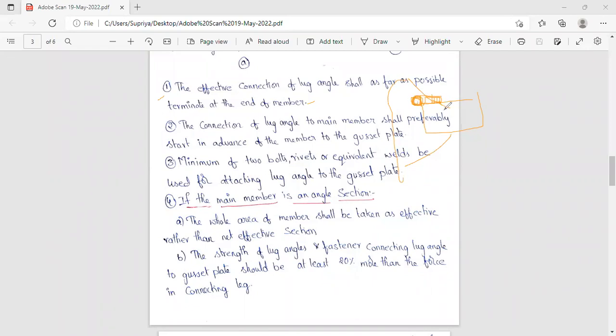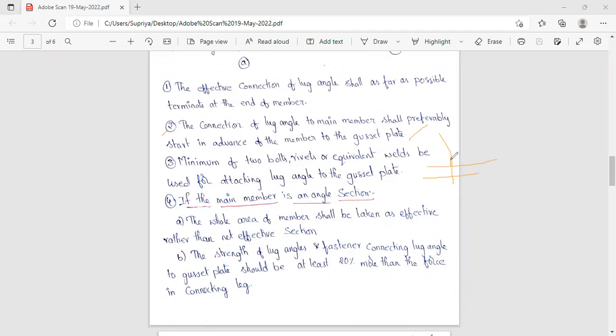Okay, and the second point is that the connection of the lug angle to the main member shall preferably start in advance of the member to the gusset plate. Means the second point tells that we have to start the lug angle before starting the gusset plate. This is the gusset plate, this is the main angle.